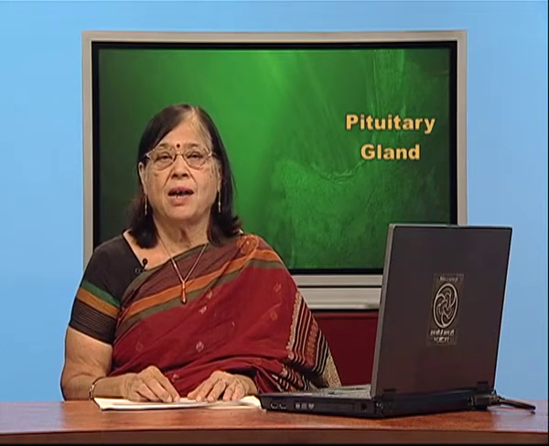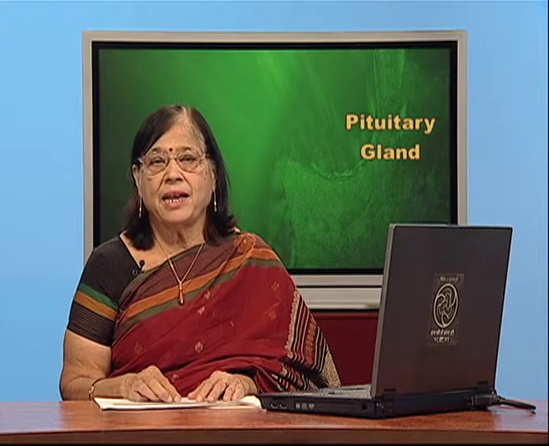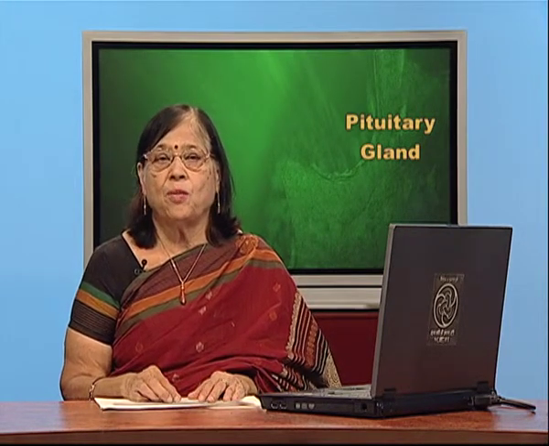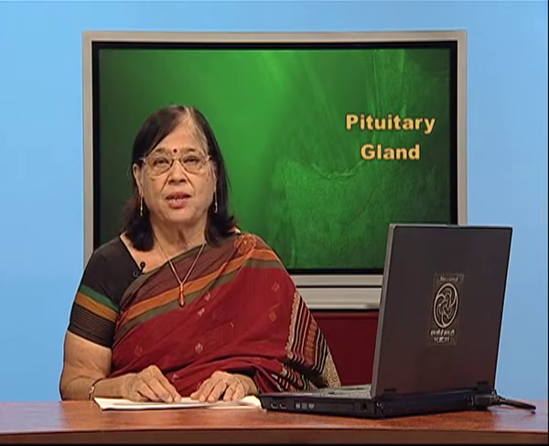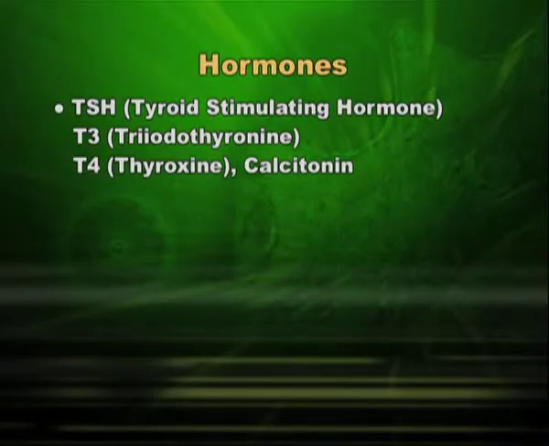Anterior lobe hormones are synthesized within the anterior lobe, whereas posterior lobe hormones are synthesized in the hypothalamus and only stored in the neural lobe. The intermediate lobe secretes only one hormone. The cells for secretion of hormones are present in the intermediate lobe, and the hormone secreted is MSH, the melanocyte stimulating hormone.